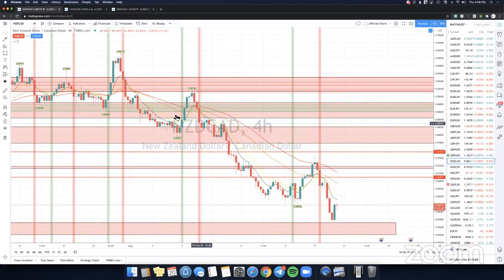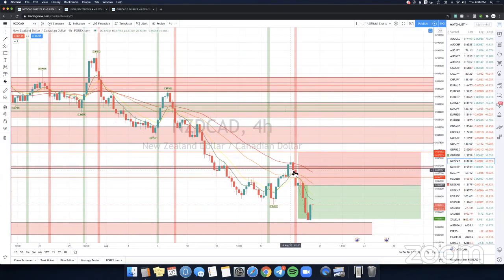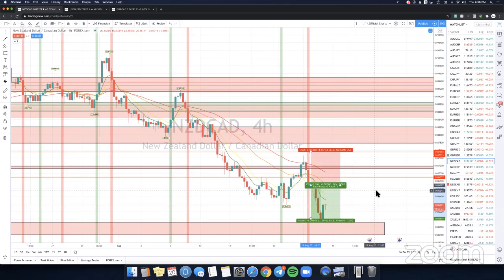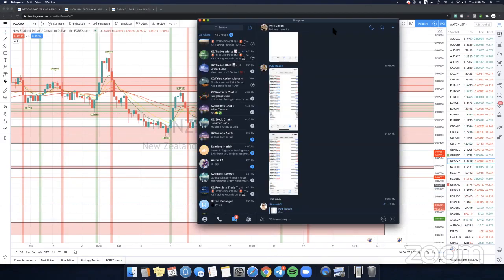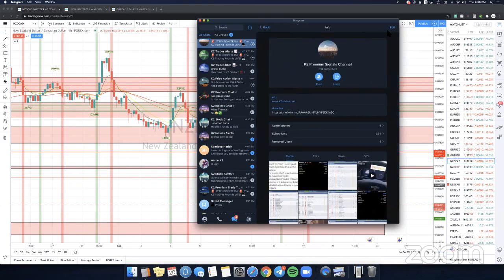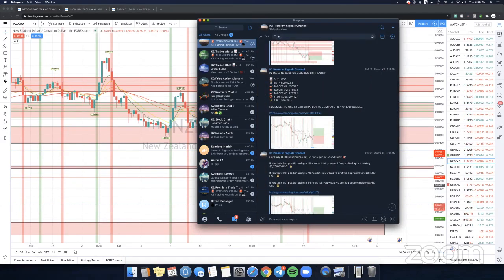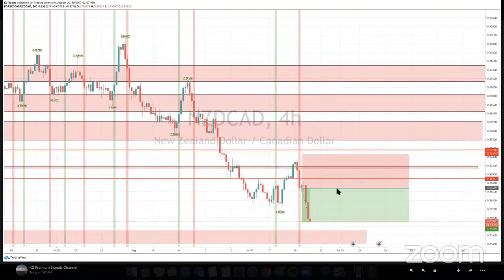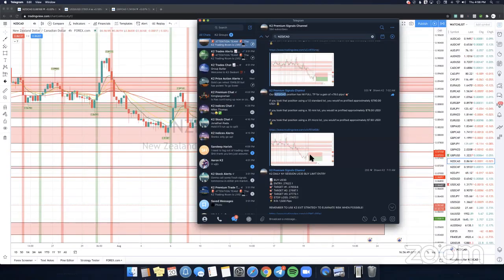So NZD CAD, I don't know if we called this trade, but it would have been a nice entry right here. It would have been a pivot entry, plus a zone entry as well. You did call it. Oh, NZD CAD. I think we did, right? I don't know, man. We took too many. We've been winning. Oh, yeah, we did. 78 pips. We've been winning too much. 78 pips right there, guys.